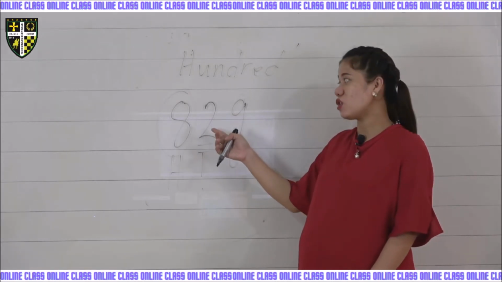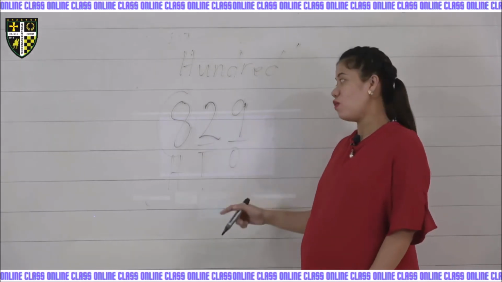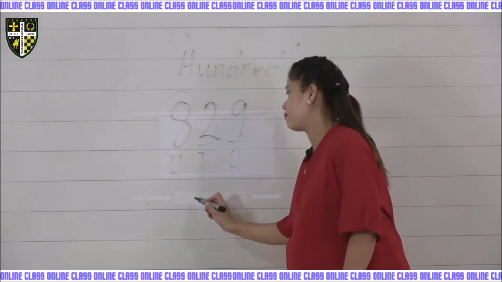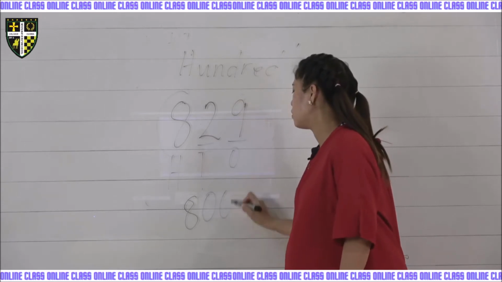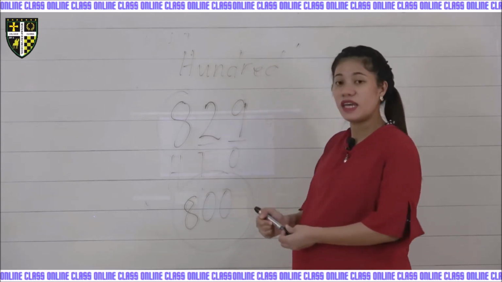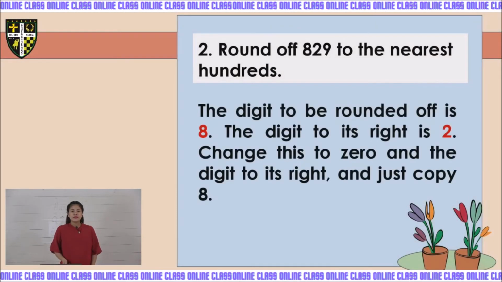So you will just change this 2 into 0, followed by the next digit. So you will just rewrite the 8. And then change this two-digit number into zeros. Our answer will be 800. Let us look. The digit to be rounded off is 8. The digit to its right is 2. Change this to 0 and the digit to its right and just copy 8. So our answer will be 800, right?